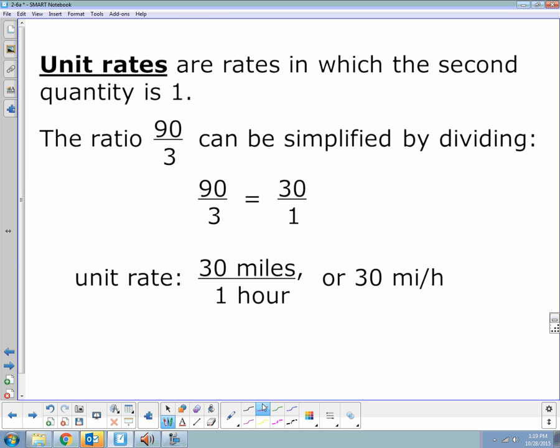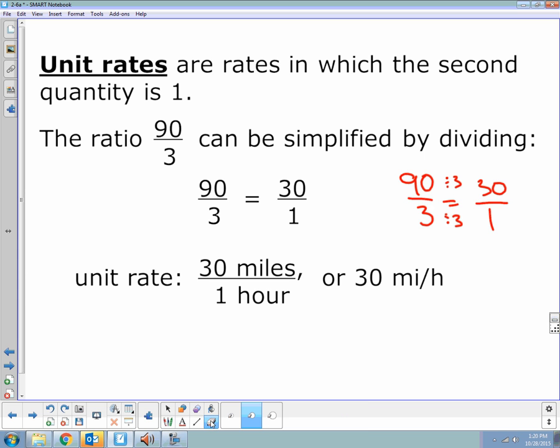There's a couple ways to do that. One way is to set it up as a proportion, as they have it here, and say, okay, it was 90 over 3. I want the second quantity to be 1. So how can I get there? Well, 3 divided by 3 is 1. 90 divided by 3 is 30. So it would be 30 over 1. It would be 30 miles in 1 hour, 30 miles per hour. And that's how we can get that unit rate.